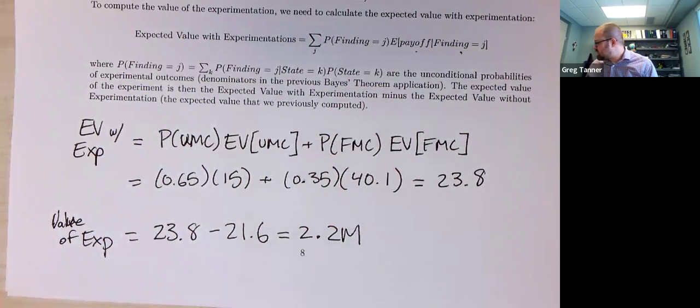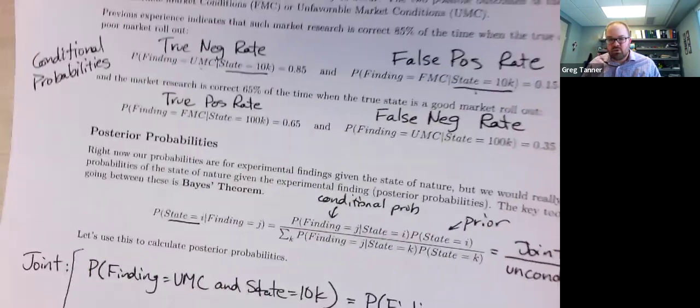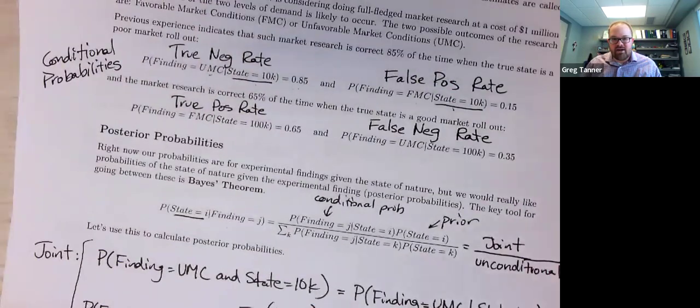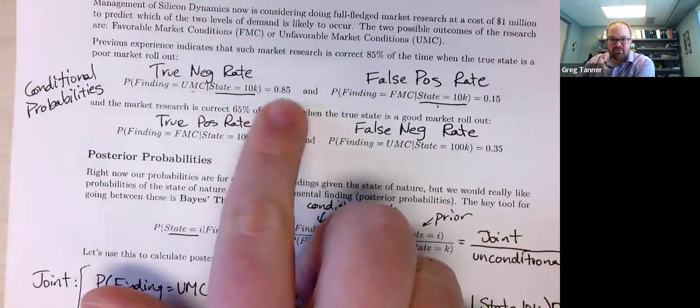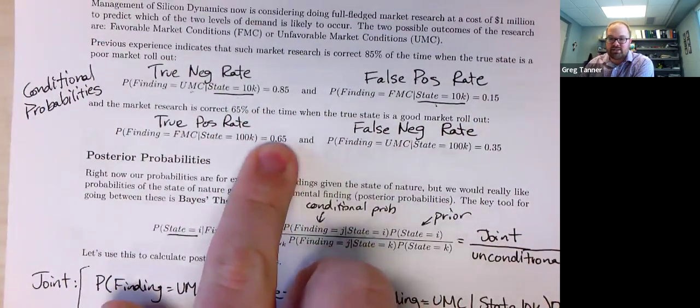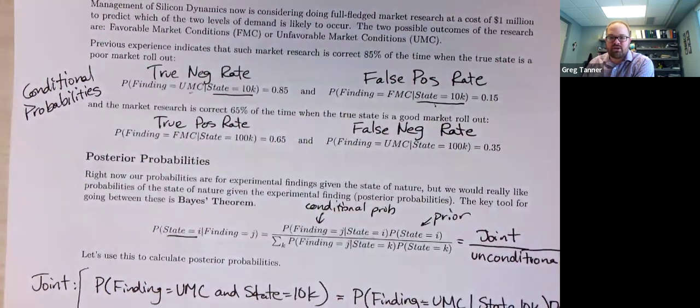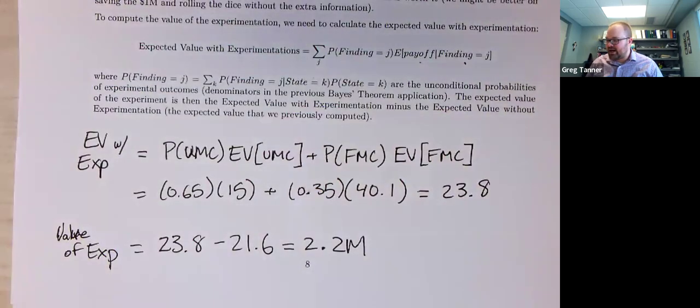And actually, we used pretty low conditional probabilities for our accuracies. And if we had better accuracies, we might get closer to that 9 million. But we only had sort of 85% true negative rate and only a 65% true positive rate. So this true positive rate especially is what probably held us back from realizing more of that potential value from the experimentation.